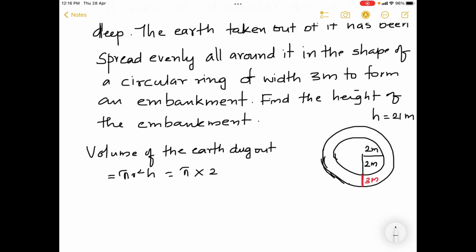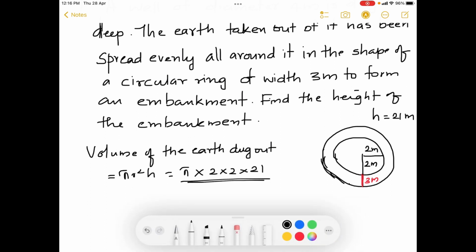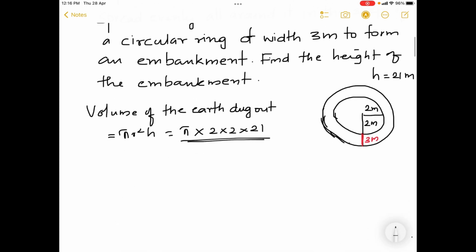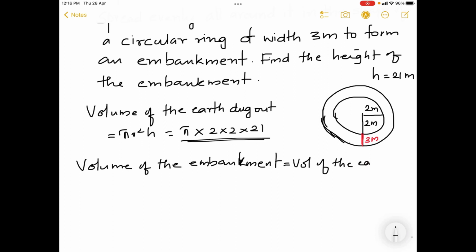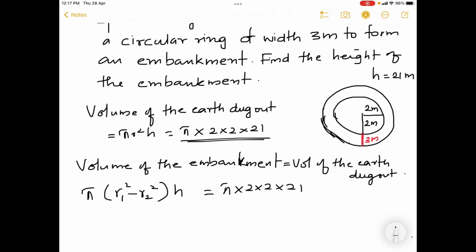Volume of the earth is equal to pi r square h, which is pi into 2 into 2 into 21. Volume of the embankment is equal to volume of the earth dug out. Volume of the ring is equal to pi into r1 square minus r2 square into h, is equal to pi into 2 into 2 into 21.